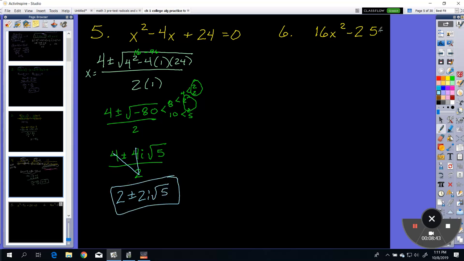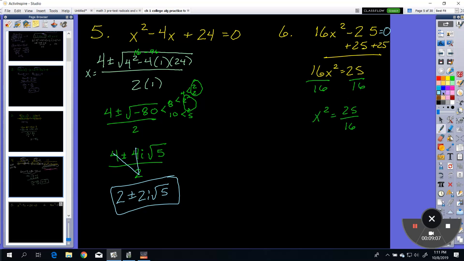On number 6, it says that it equals 0. I don't have a middle number, so I can just add 25 to each side. So I have 16x squared equals 25. And now you have options. You can square root it from here, or you can divide by 16 first. Either way, it's fine. x squared equals 25 divided by 16.